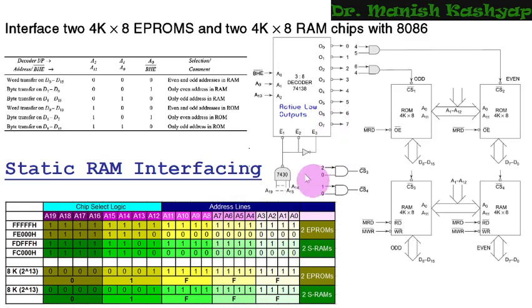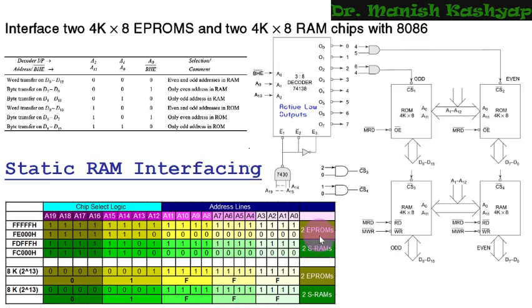So let's look at any combination. Suppose BHE bar is 0, A0 is 0 and A13 is 0. If BHE bar is 0, that means the higher order bank, that is the odd bank, will be enabled, right? Whether it is ROM or RAM, wherever it is attached, the odd bank will be enabled. If A0 is also 0, that means the even bank should also be enabled, right? And if A13 is 0, you can see in this table, A13 is 0, that means the RAM portion should be active, right?